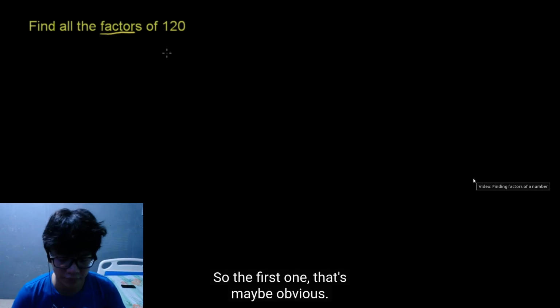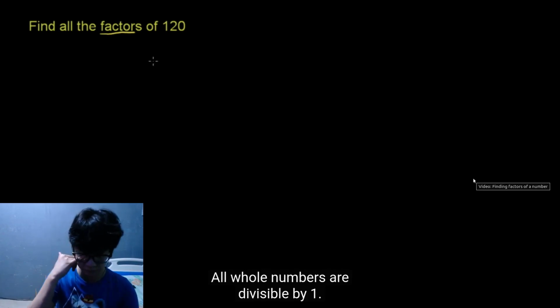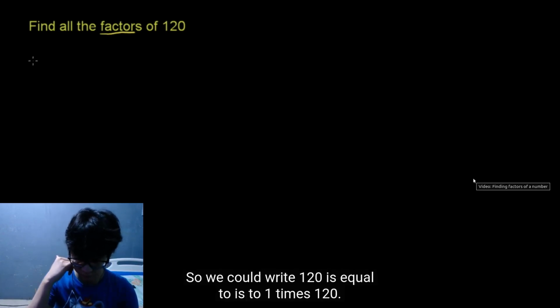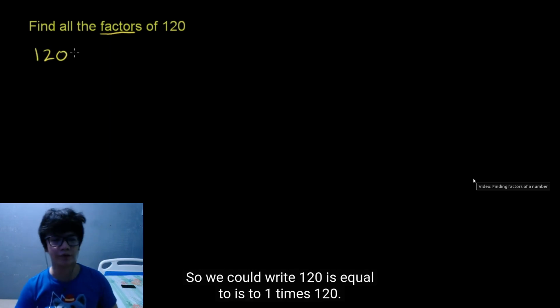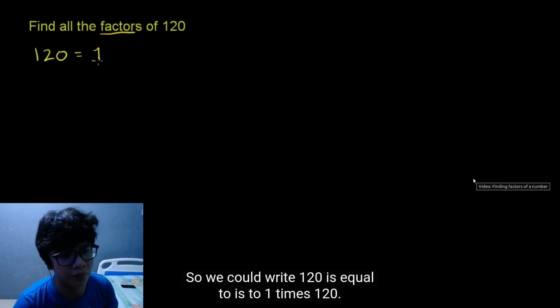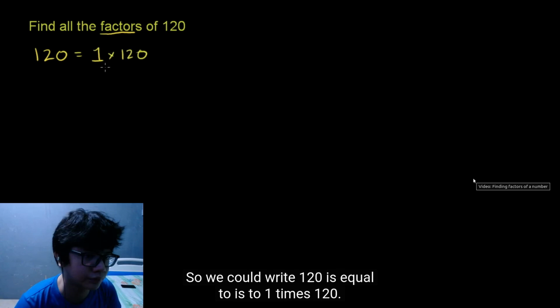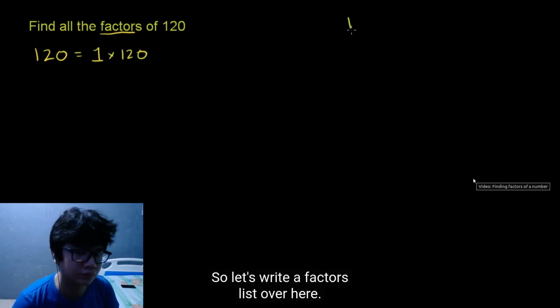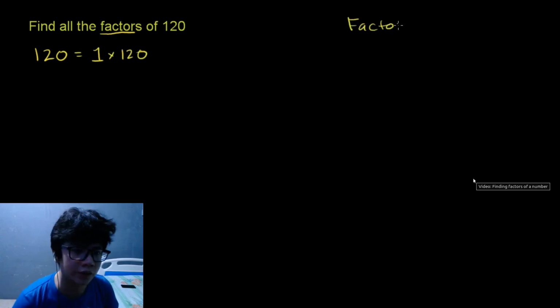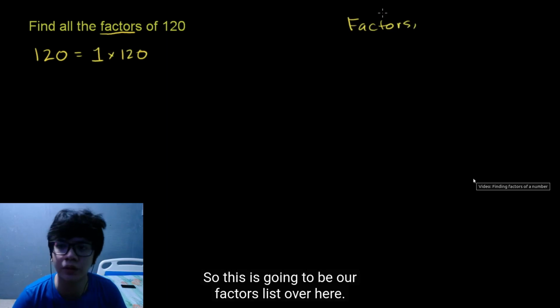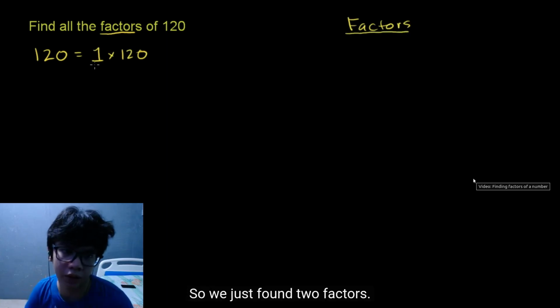So the first one, that's maybe obvious, all whole numbers are divisible by 1. So we could write 120 is equal to 1 times 120. So let's write a factors list over here. So this is going to be our factors list. So we just found 2 factors.